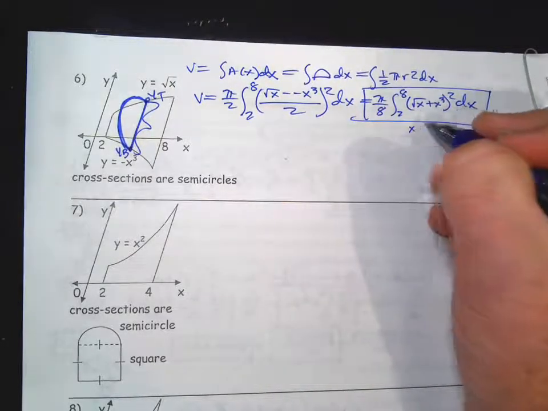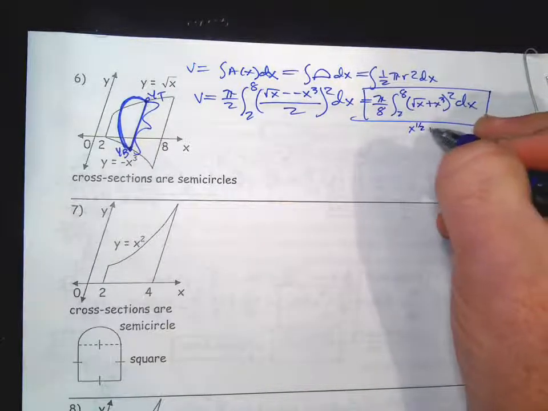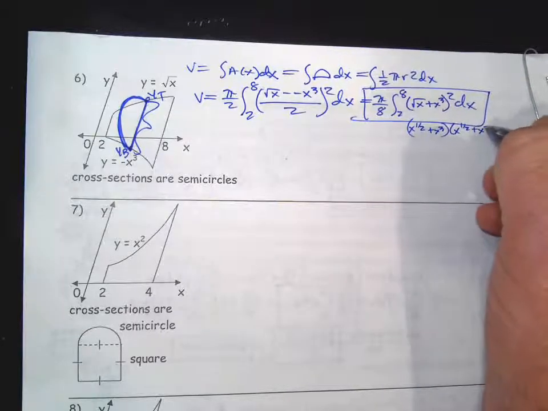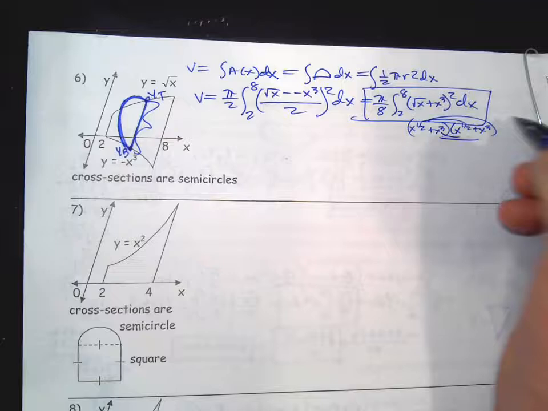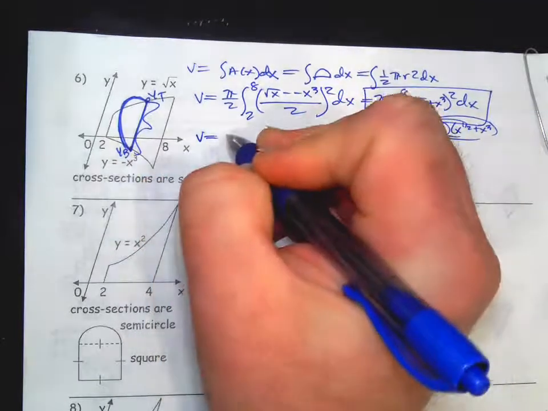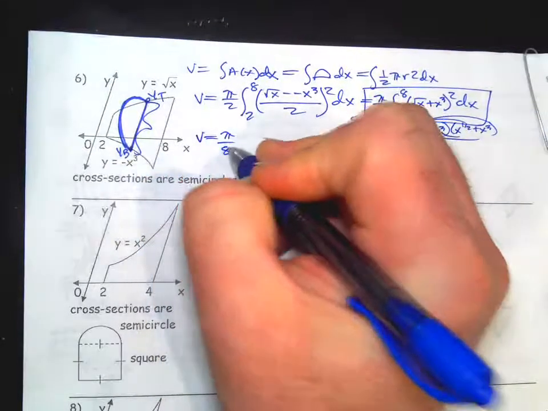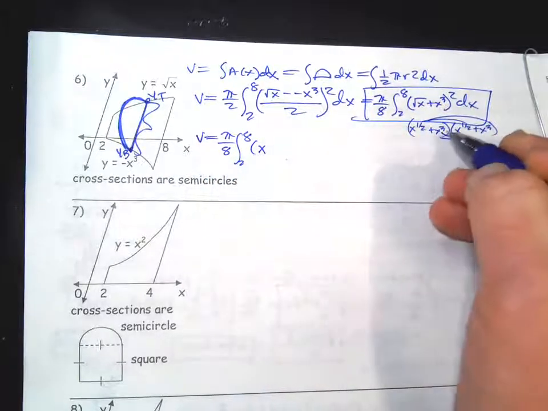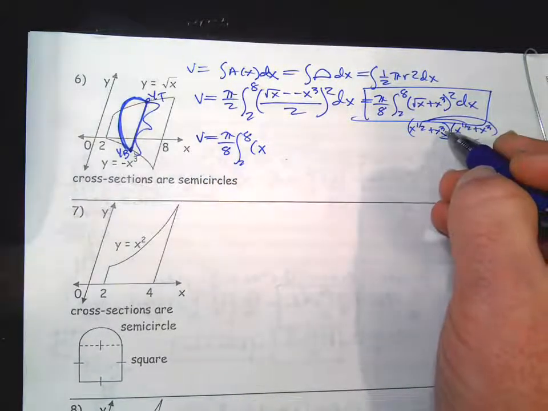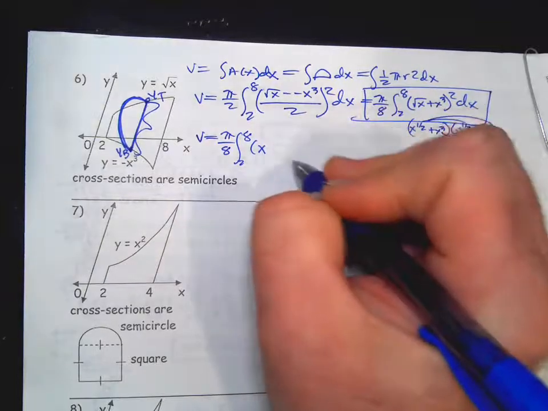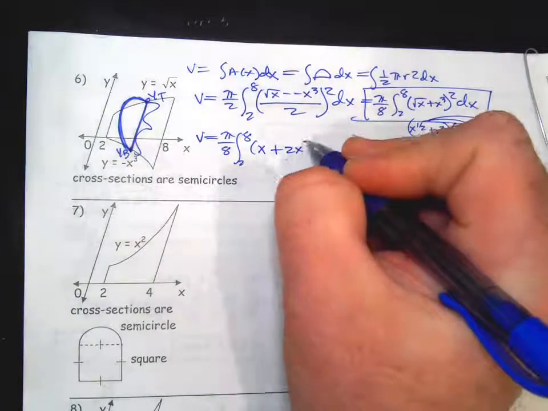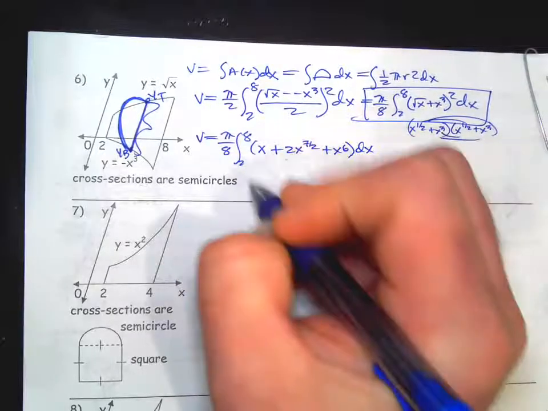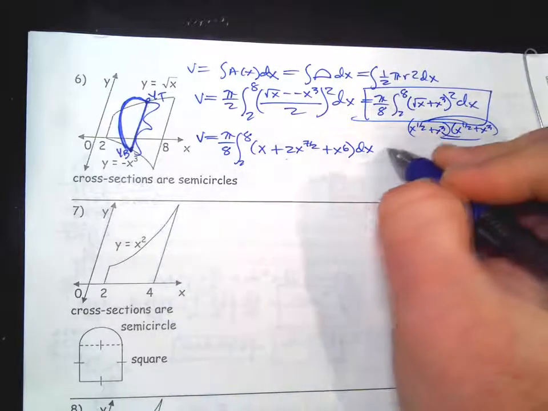If you're going to do it by hand, it'd be x to the 1/2 plus x cubed, and then you would FOIL it out. It's going to be pi over 8, 2 to 8. It's going to be x, that's going to be 7/2, 2 of them, plus 2x to the 7/2, plus x to the 6th. And then we could work it out by hand.